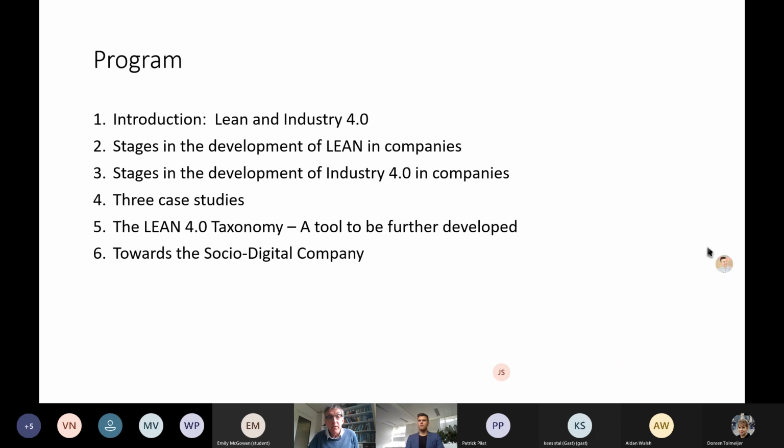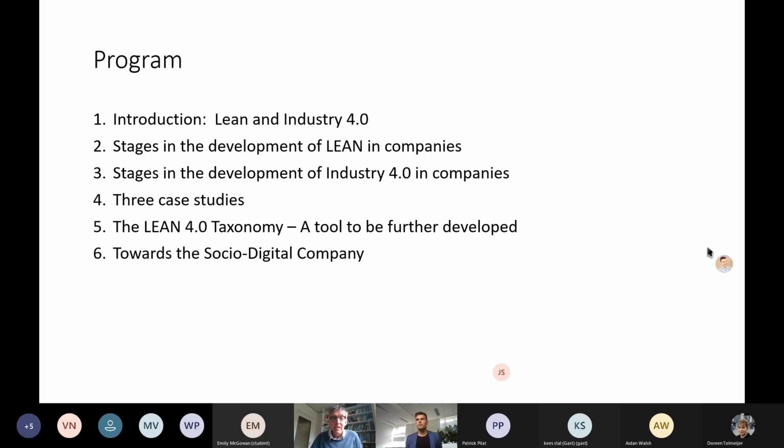The program of this webinar is as follows. First of all, I will give a short introduction about Lean and Industry 4.0. It will be very short, but just to mention what we see as Lean and what we see as Industry 4.0. It's too limited, but I will spend 1 minute on it. After that, I will talk about the stages in the development of Lean in companies, and especially in small and medium enterprises. That's based upon research we have done 1 year ago, also in the area of Lean 4.0, in a couple of companies.